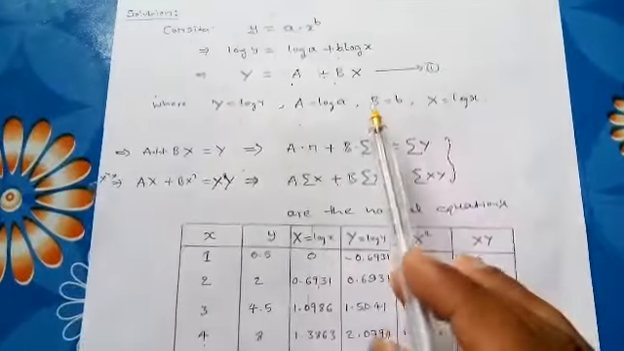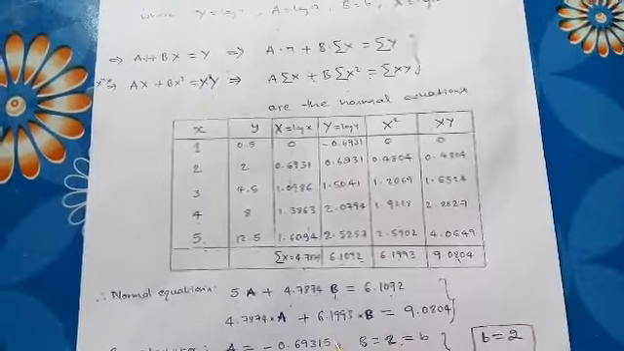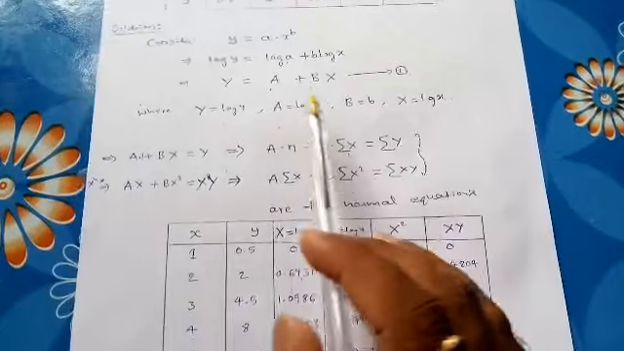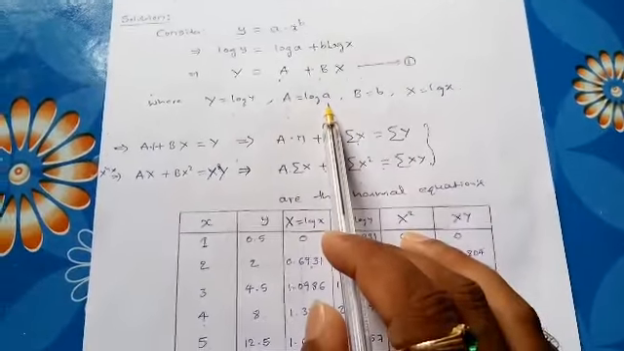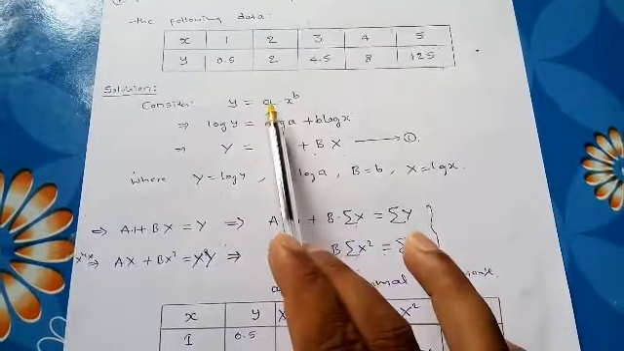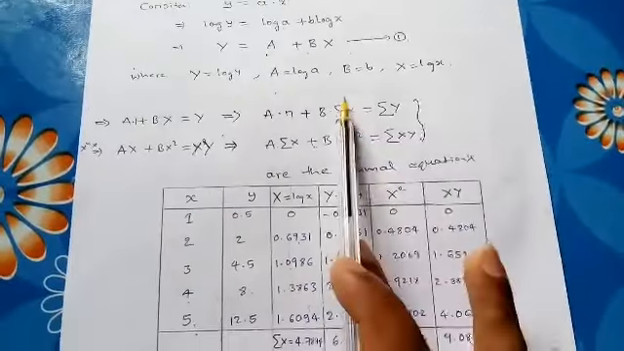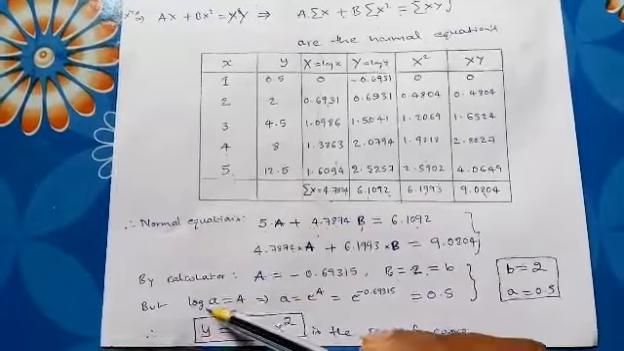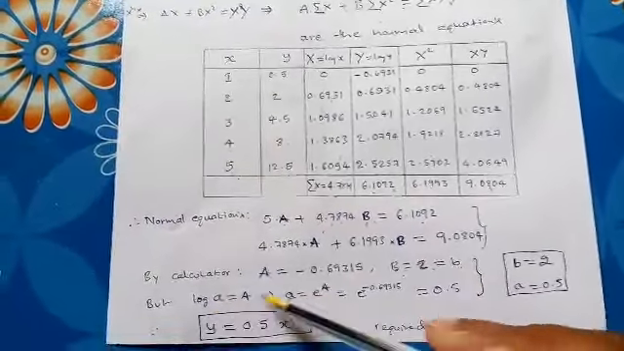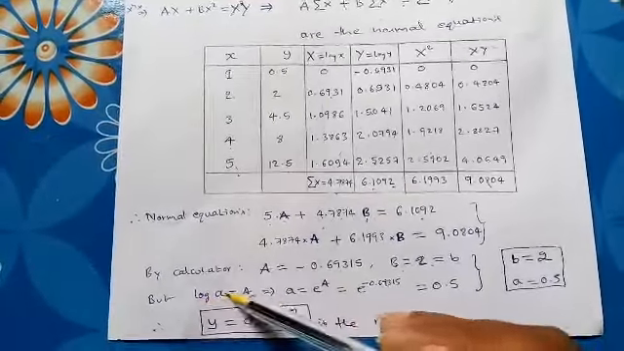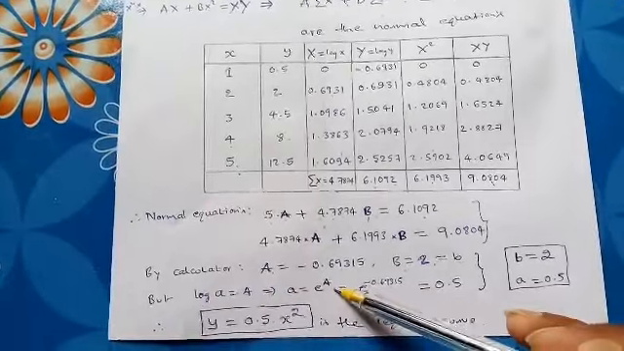We know that capital B means small b. Therefore, we can take capital B value as small b. But capital A is log a. To fit the curve y equals a into x power b, we have to find the values of small a and b. Since b equal to small b, capital B value becomes small b. But capital A means log a, therefore a means e power A. By taking exponential on both sides, e power log a becomes a equal to e power A.